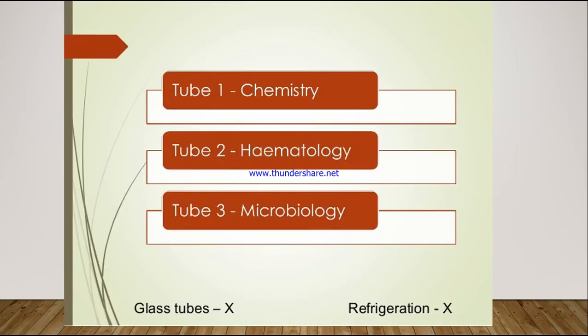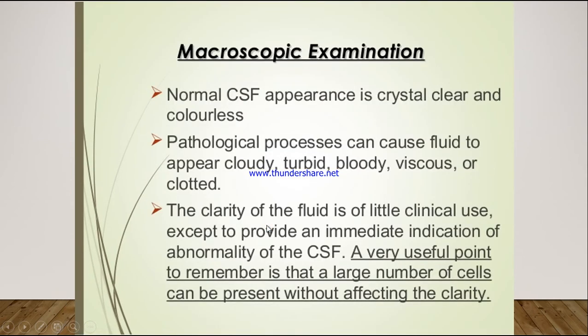Next, for microscopic examination, we will collect the CSF in tubes. Okay, so there will be 3 tubes. Tube 1 is chemistry, tube 2 is hematology, and tube 3 is microbiology. So next is the microscopic examination.